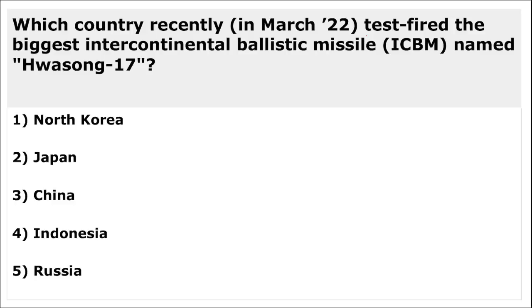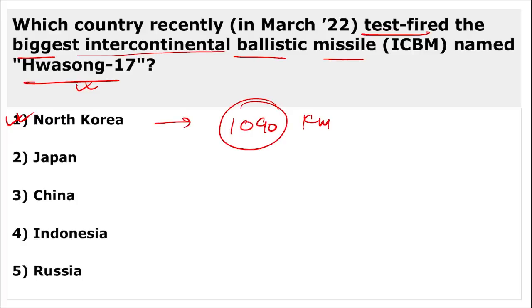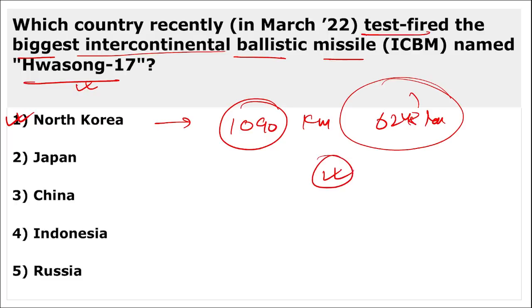Next question. Which country recently test fired the biggest intercontinental ballistic missile named Hwasong 17? Hwasong 17 was recently test fired by which country? It was North Korea. Important: this missile flew around 1090 kilometers at a maximum altitude of 6248 kilometers, and it hit a target in the Sea of Japan. So the test was successful, and the country of this ballistic missile Hwasong 17 is North Korea.